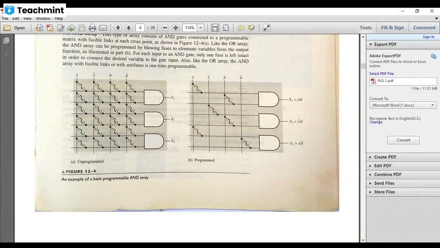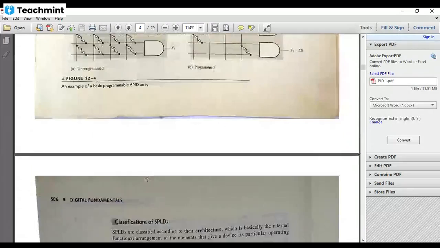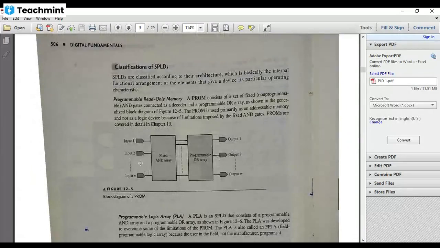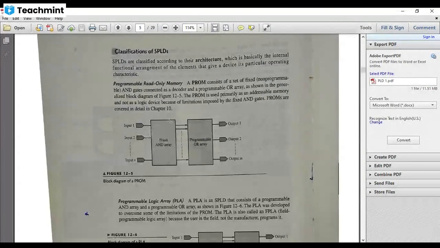There are 10 inputs we have to consider, and there are only 3 outputs. So depending on that, we have to consider here. Now here the AND array is fixed, and it works as a decoder, and there you have the programmable OR array, which we saw in the previous one.